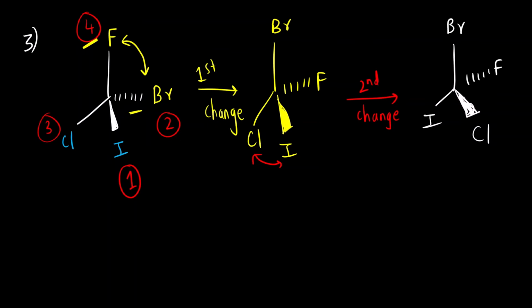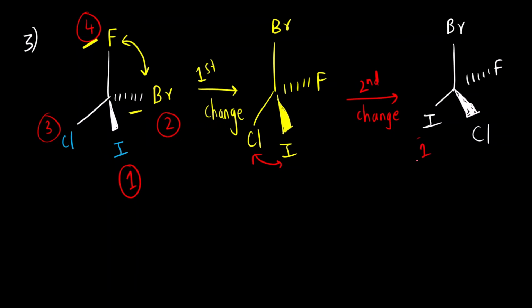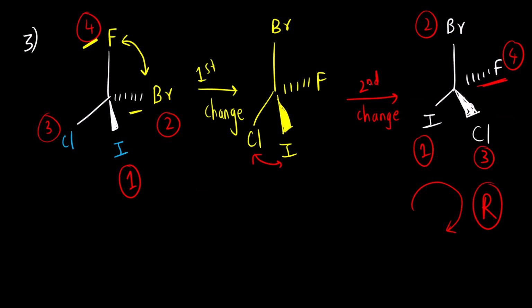Okay, so again we will do the same thing. Now we can assign the priority. Iodine will get first, bromine second, chlorine third, fluorine fourth. Now 1, 2, 3, it is what? It is clockwise. Fourth priority group is on the dash bond, so it will remain the same. Clockwise means it is R. So it will remain R configuration because the fourth priority group is on the dash bond. So you are understanding what we did?